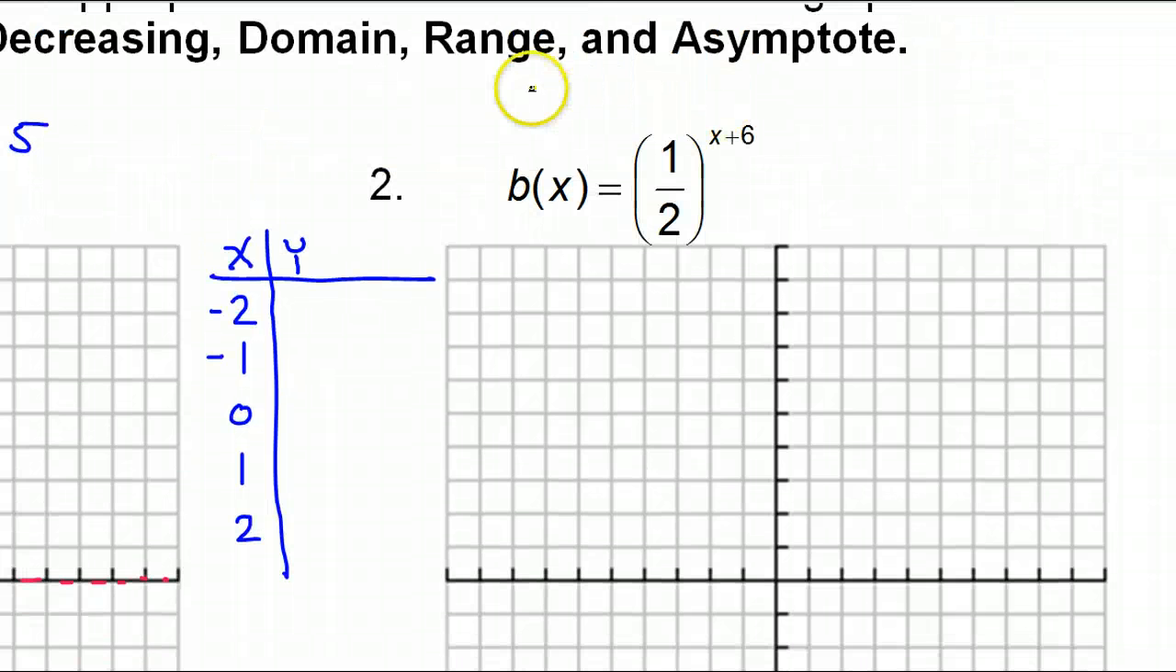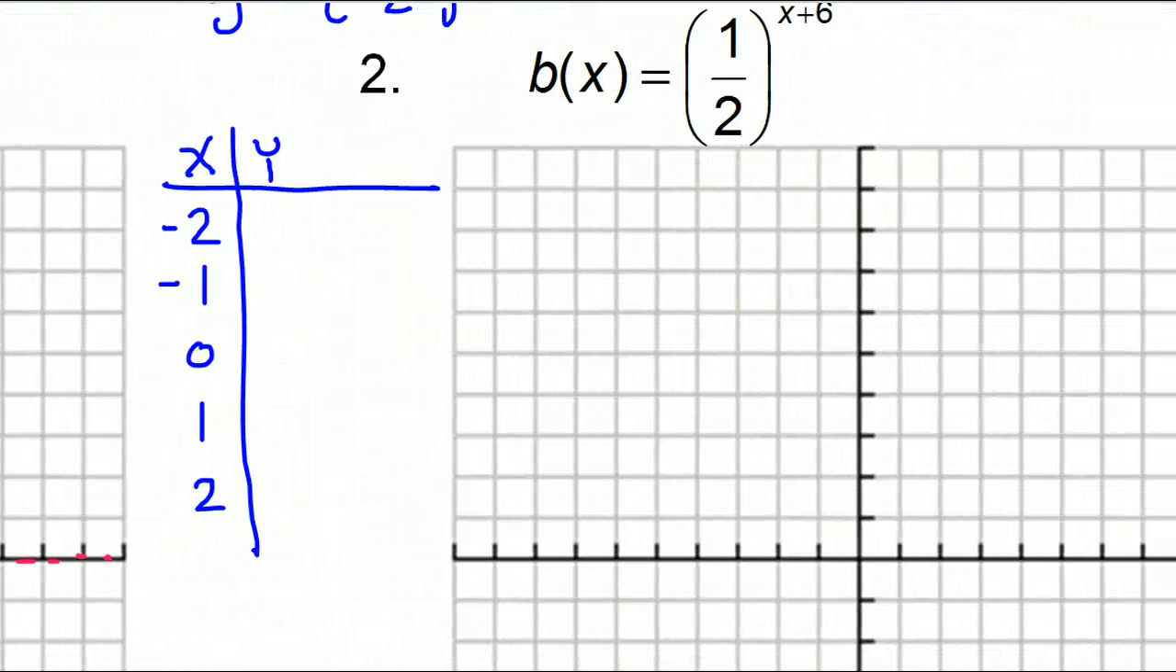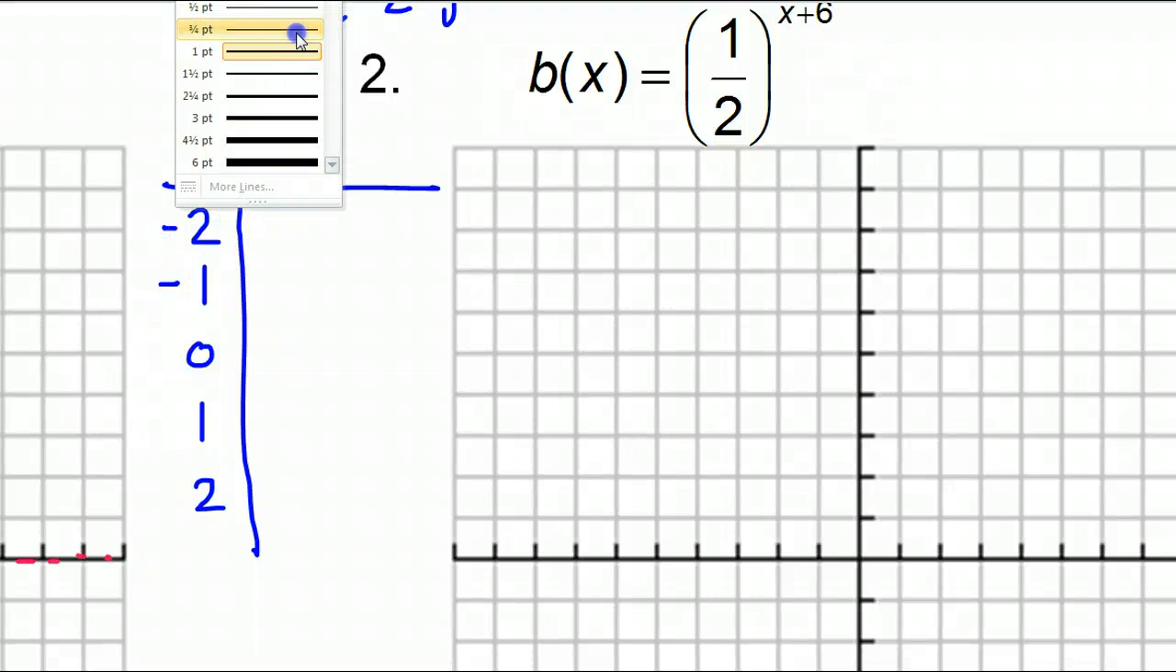Now first we will graph the parent function, and the parent function is y equals 1/2 to the x power. All right, so this will be the parent function, and then we will do the +6 thing. I better make my pen a little smaller, maybe even zoom in a little closer. Okay, so I'm doing 1/2 to all of these powers for my parent function.